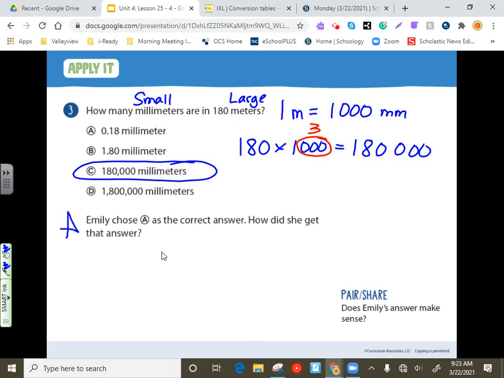And I do want to check out what they have here. Emily chose A as the correct answer. How did she get that answer? Well, it looks to me as if she divided instead of multiplied. One thing that can help you determine if you've got the right answer is to look at it and see if it makes sense. 180 meters gives you a lot of millimeters because you need 1,000 of them to make 1 meter. So that makes sense. It wouldn't make sense to turn 180 meters into 1/1800ths of a millimeter. That'd be super, super small.